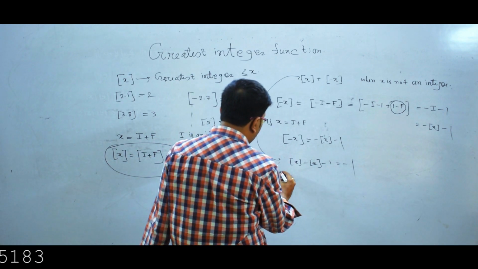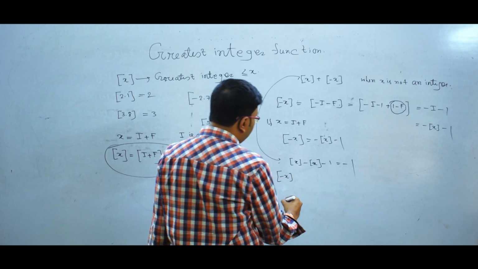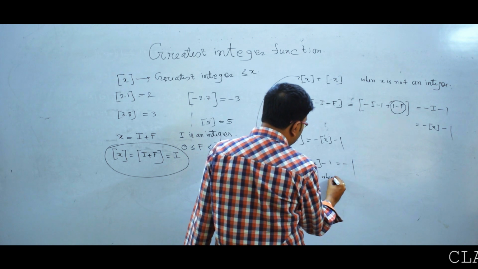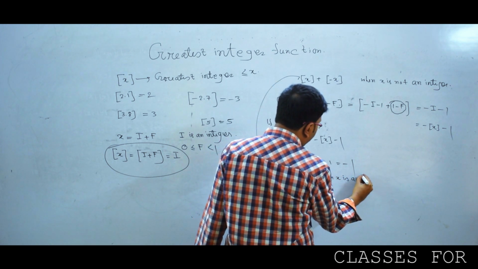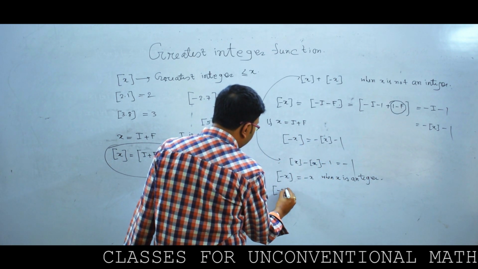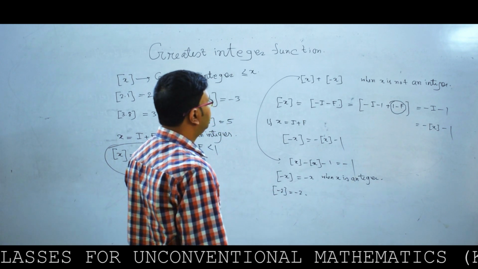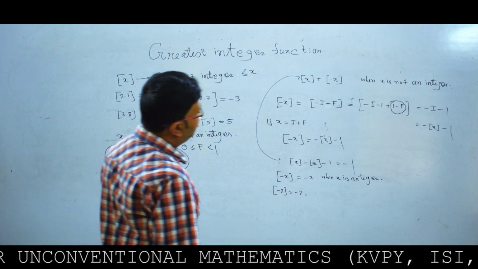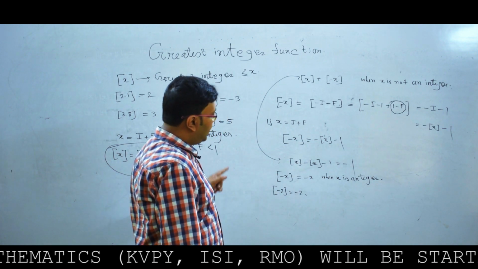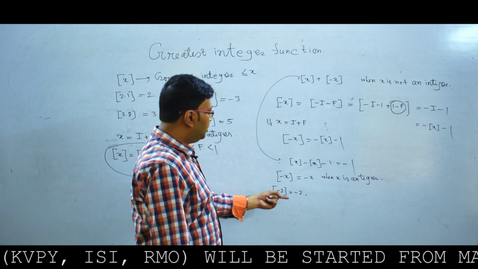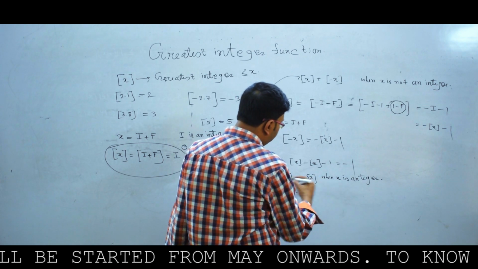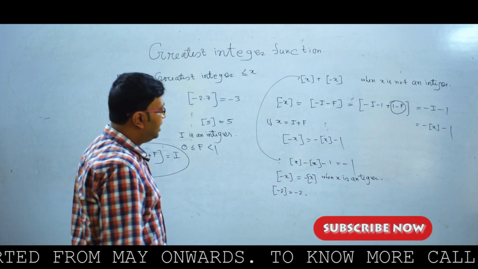And again, box of minus x equals minus x when x is an integer, such that box of minus 2 is definitely minus 2, and so on. So what we have got? We have got box of minus x equals minus box x minus 1 when x is not an integer, and box of minus x equals minus box x when x is an integer.